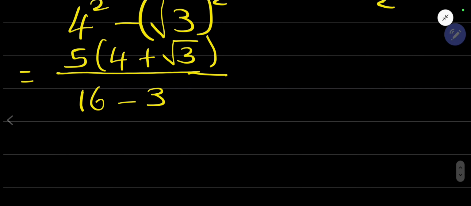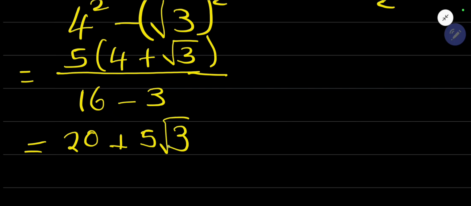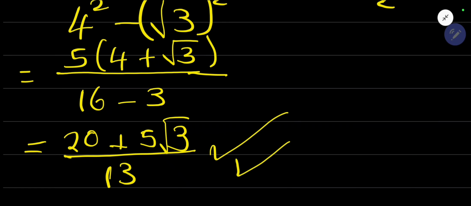Then simply say that this times that, which is 20, this times that, which is 5 root 3. Okay? And then 16 minus 3, it is 13. Okay? Then this is your answer.